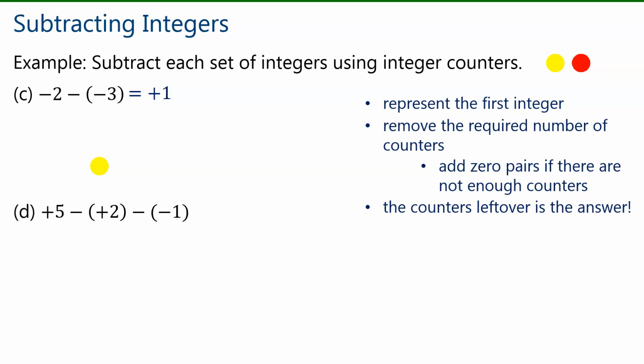Now for the last one I have 3 numbers. So we'll start by subtracting the first 2 integers. So we have +5 take away +2. So here I have +5 and I've got to take away 2 positives. Now I need to take away a -1. Now since I don't have a -1 to take away, we'll add on 1 0 pair. So now let's take that 1 negative away, leaving me with +4.